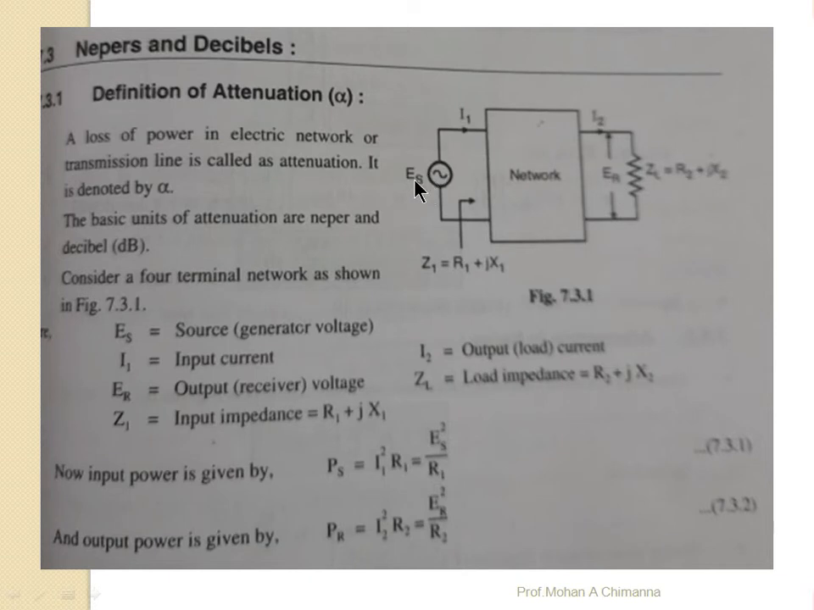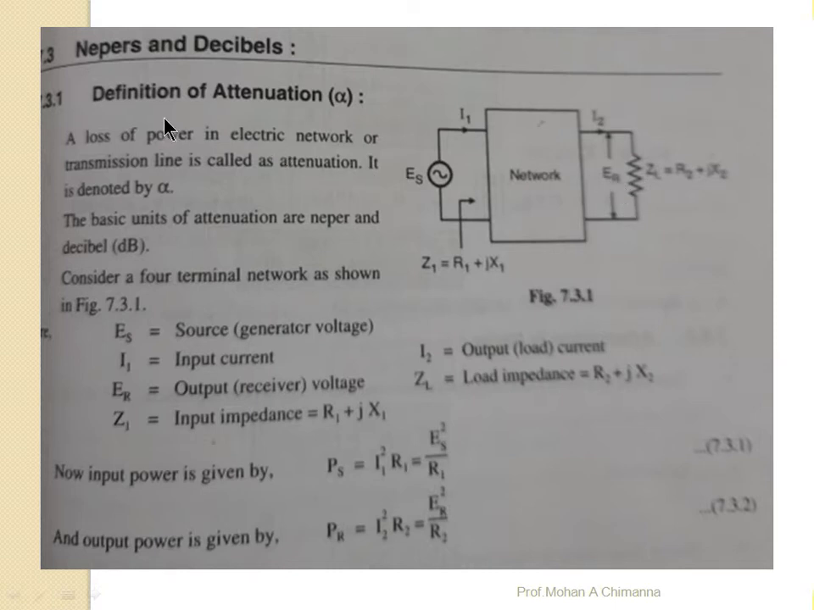Due to the input source EMF ES, current flows through the network, and the current coming out of the network is represented by I2, and the voltage drop across the load impedance ZL is represented by ER.